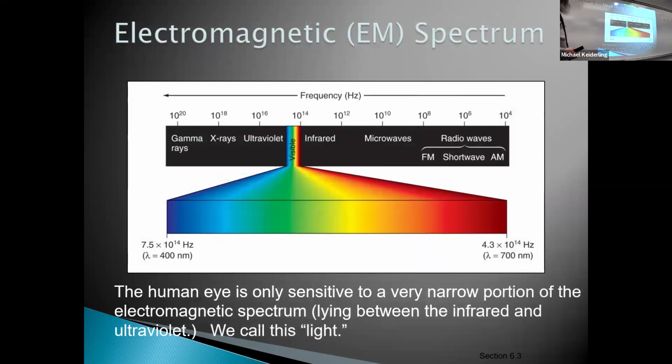And there's a huge range of electromagnetic waves. They vary based on their frequency or their wavelength. And the human eye only detects a very small portion of them. This is what we call visible light. This is with wavelengths between 400 nanometers and 700 nanometers.